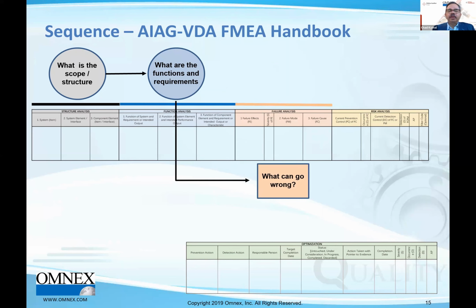And then looking at those functions and requirements, we say, what can go wrong? That's the failure analysis. And here, the failure mode of the focus level is caused by the failure at the lower level, which then causes the failure at the higher level. So 3 failures, okay? All linked together. Just like the requirements and functions are linked together, the failures of those are linked together.